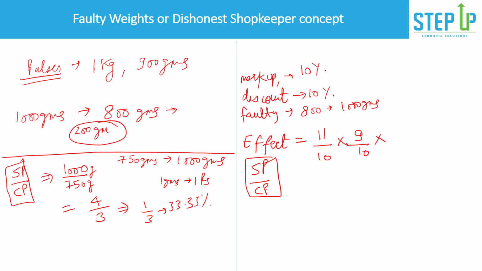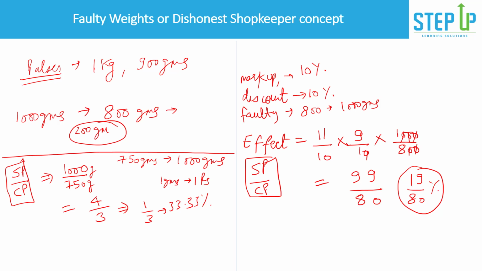Something that is worth 10 rupees, but you're giving a 10% discount, is 9. And your faulty weight problem means you're charging the person for 1000, which is your SP, and your cost price is actually only 800. So you can actually write it as 10/8. Now the zeros cancel, so it will eventually be 11 into 9, which is 99, upon 10 into 8, which is 80. You can make this 100 also, by multiplying 5 by 4. So 19 upon 80, that is your profit, and this is how you can calculate the profit percentage. So this is the cumulative effect.